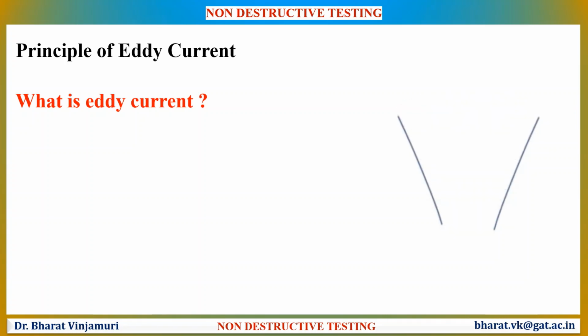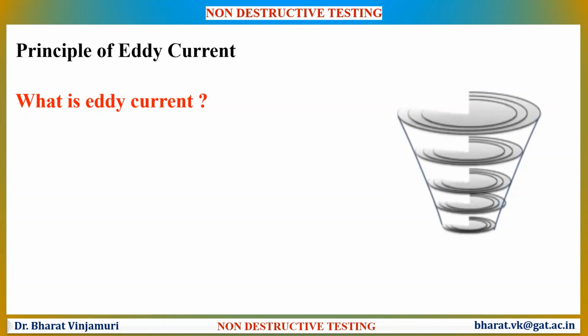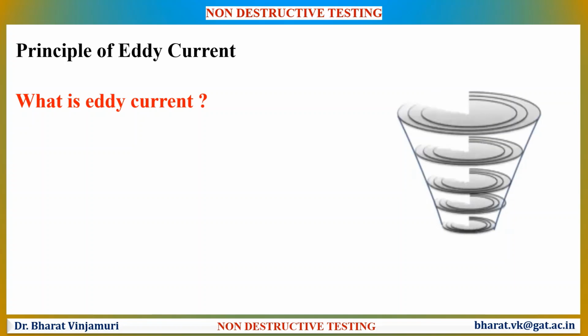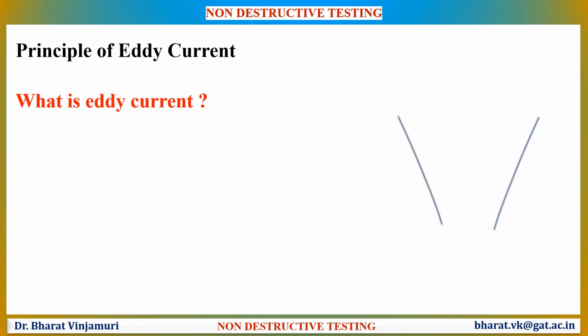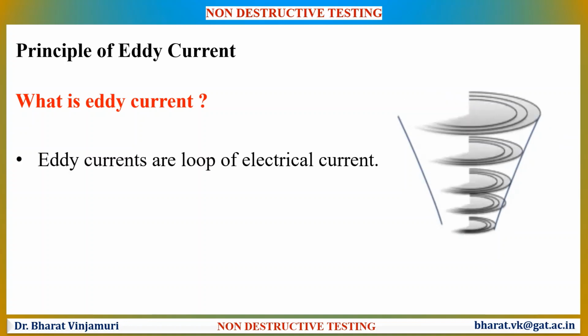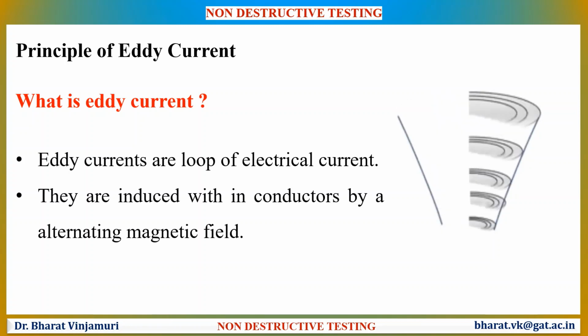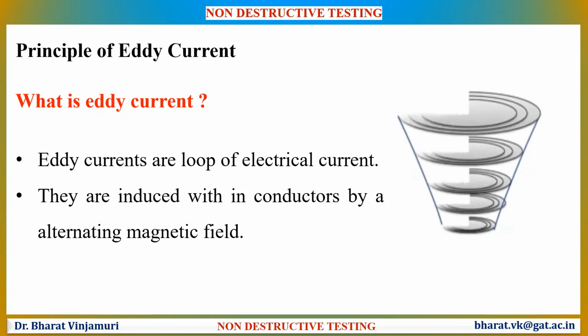These currents were first observed in 1824. This testing is now a widely used and well understood inspection technique for flaw detection as well as thickness and conductivity measurements. Let us understand what exactly eddy current is. Eddy currents are loops of electrical current. They swirl around. They are induced in conductors by an alternating magnetic field.